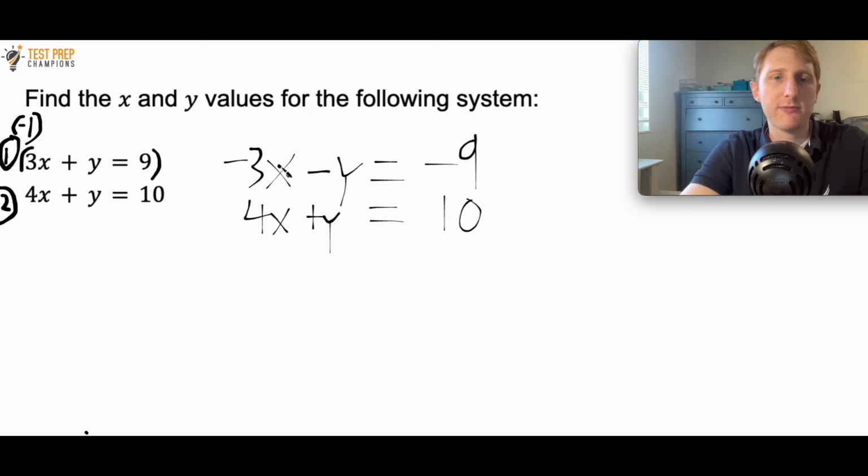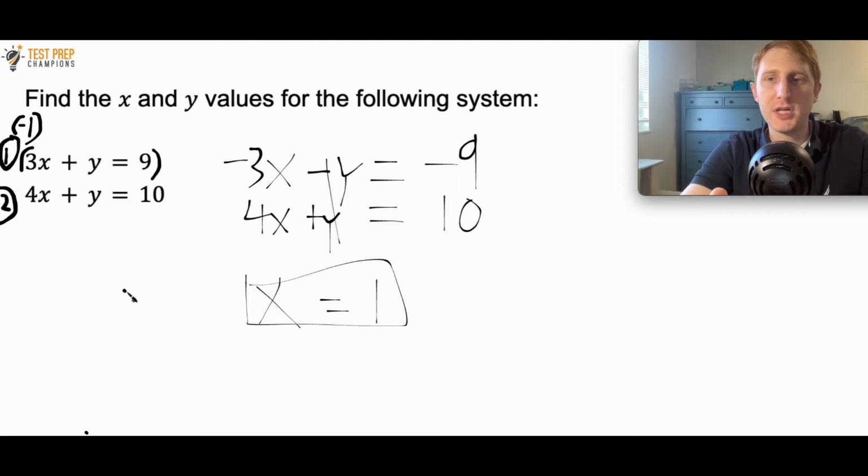So -3x plus 4x is just x. -y plus positive y cancels out, so I can get rid of these. And then -9 plus 10 is positive 1. So by doing this, I see that x equals -1. So that would be a way we could get -1. Or sorry, did I say -1? I meant this. After we do this, we'll see that x equals positive 1.